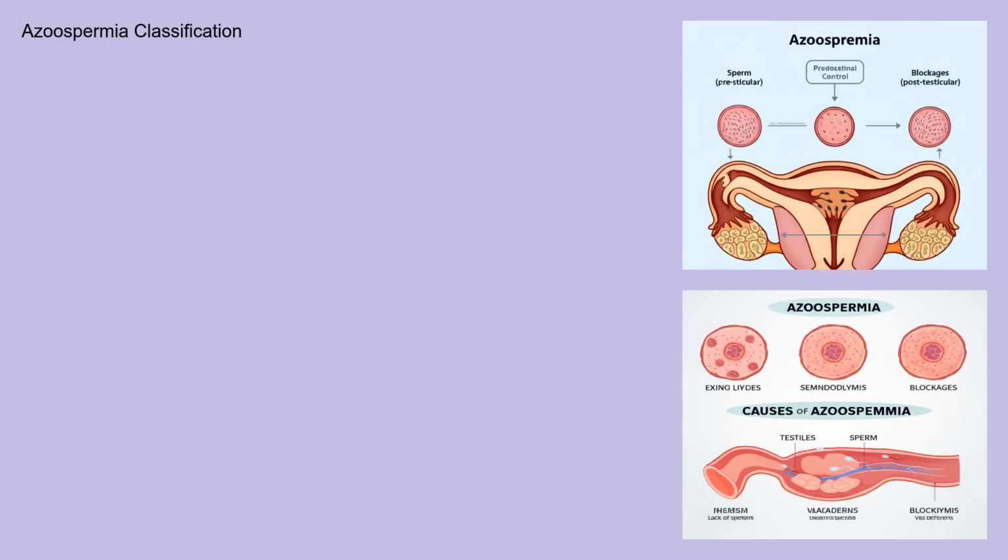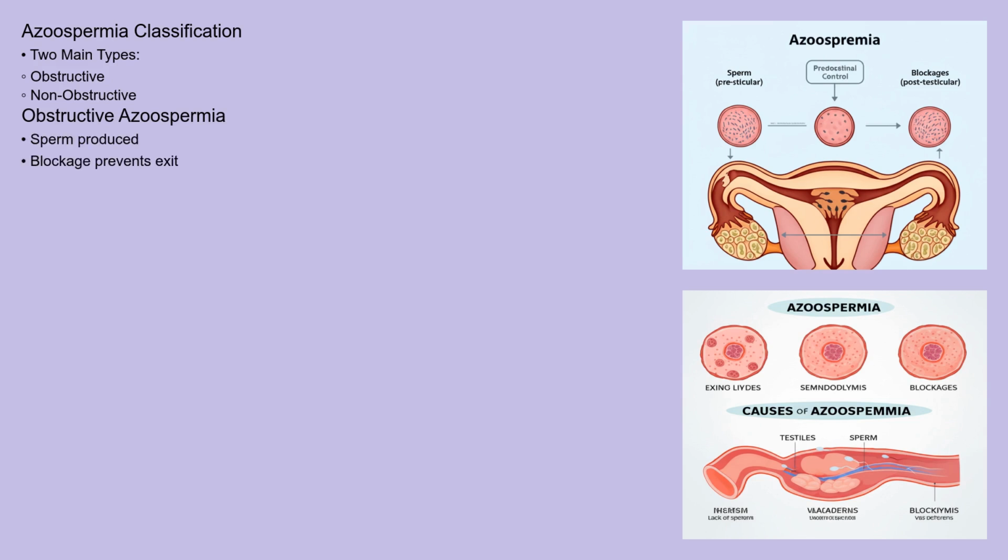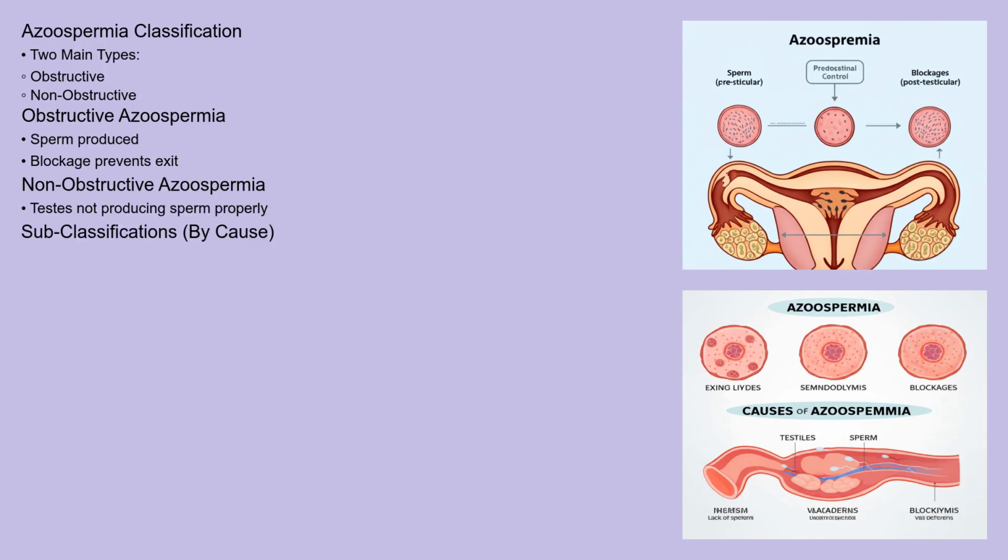Azoospermia is generally classified into two main types: obstructive and non-obstructive. Obstructive azoospermia means the sperm are being produced, but they cannot exit the body due to a blockage. Non-obstructive azoospermia means the testes are not producing sperm properly. Within these categories, there can be further sub-classifications based on the specific cause, such as pre-testicular related to hormonal issues, testicular related to problems within the testis, and post-testicular related to blockages.